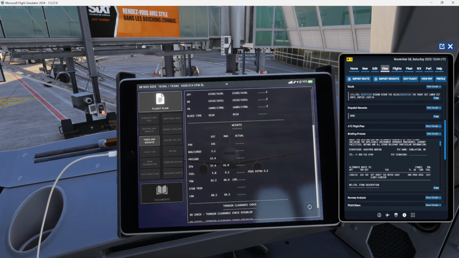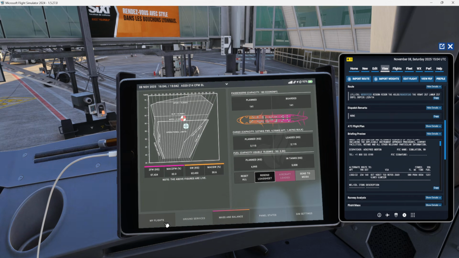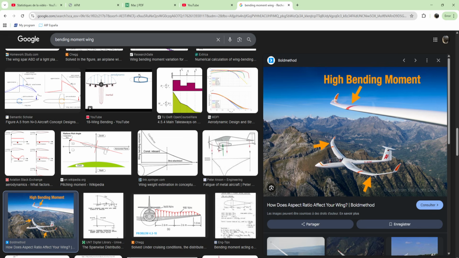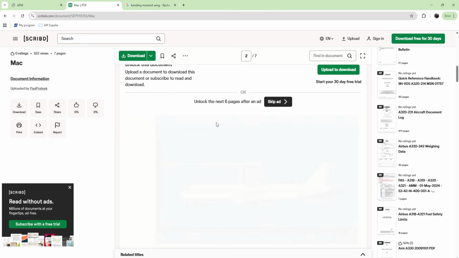Another thing, now we are going to move to CG, center of gravity. Why do we need to calculate CG? It is important in terms of stability of the aircraft, to know if the aircraft is stable or not, and it is important for maneuvering. You should know how you maneuver your aircraft.